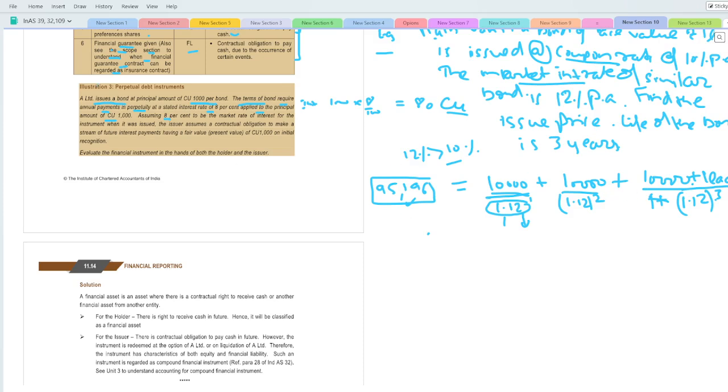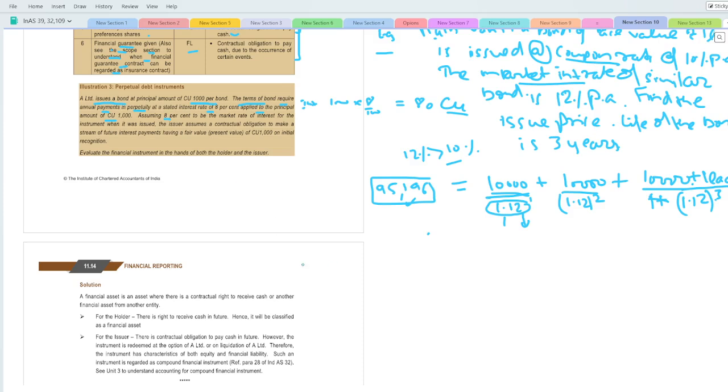Now coming back to this question, here your coupon rate and your market rate are both the same. So the par amount will be your present value, because the discount rate and the coupon rate are the same. So it will be 1000. Assuming 8% here to be the market rate, now evaluate the financial instrument in the hands of both the holder and the issuer.